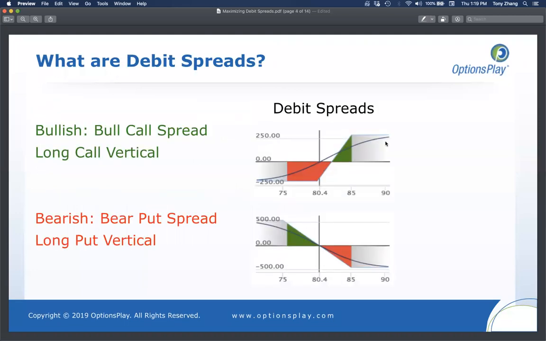Now, before I get started, how many of you here currently buy calls or puts? If you buy calls or puts, please type 1 into the chat window.